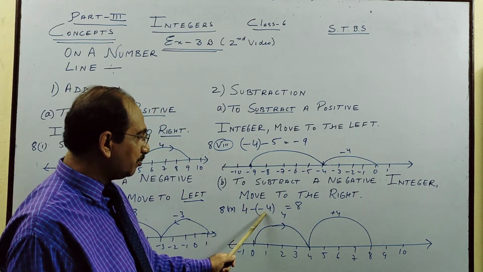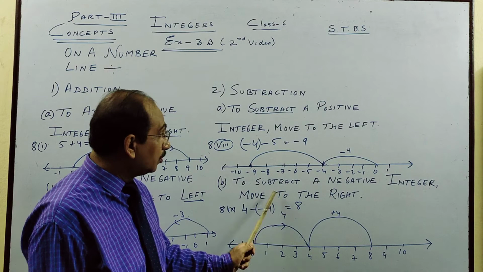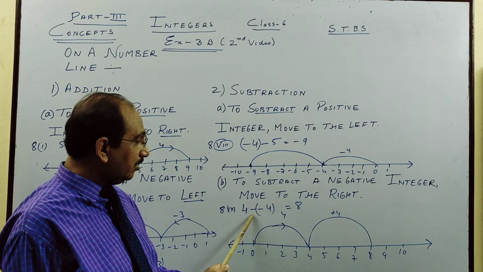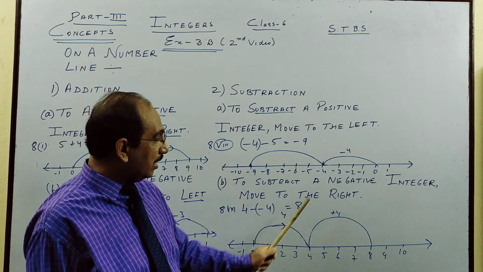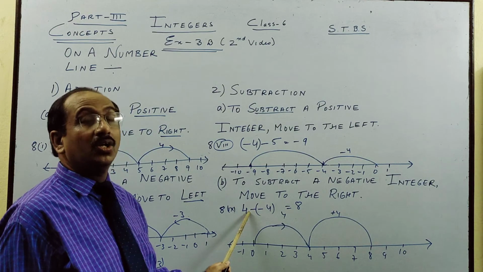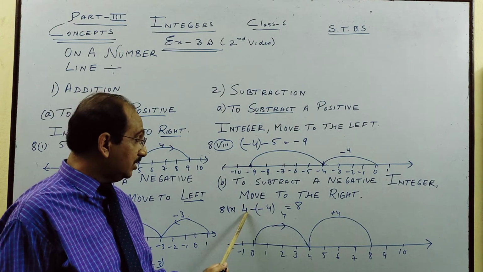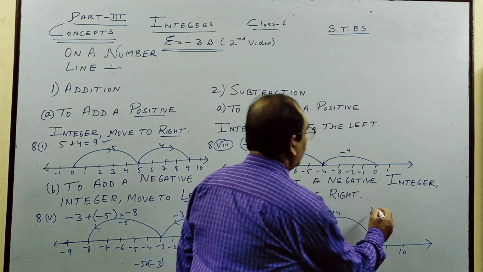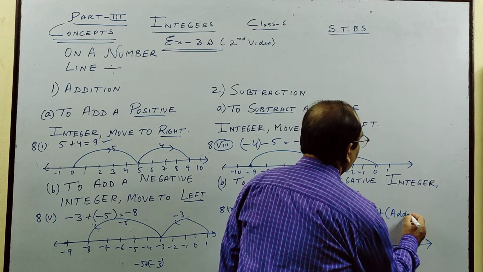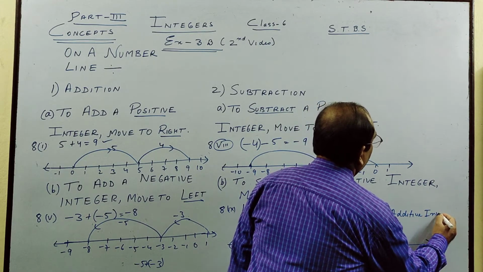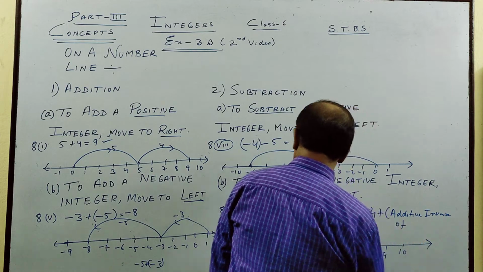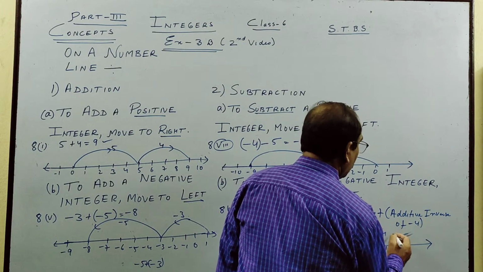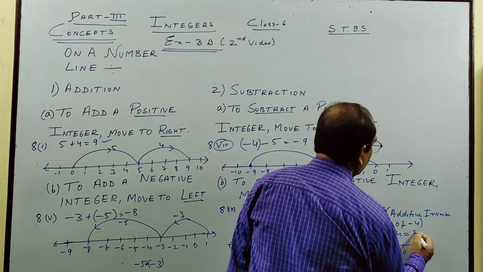Once more. So we are here at 4. To subtract a negative, we move to the right. So we add. Moving right means add. If you understand from the concept of additive inverse, which I have taught you: 4 plus the additive inverse of minus 4, which is 4, so 4 plus 4, and this is equal to 8.